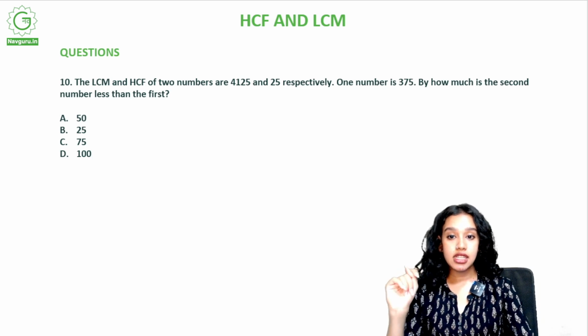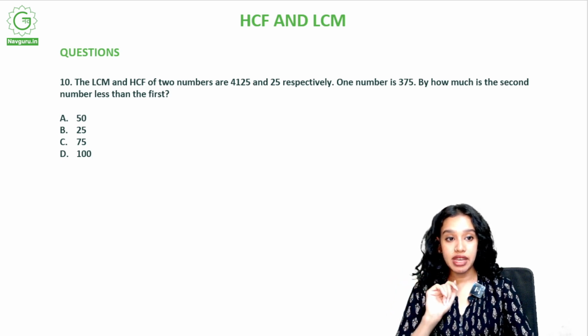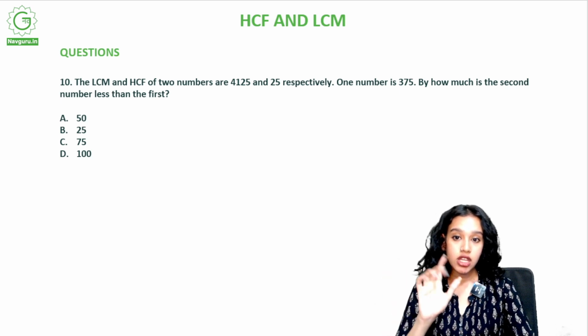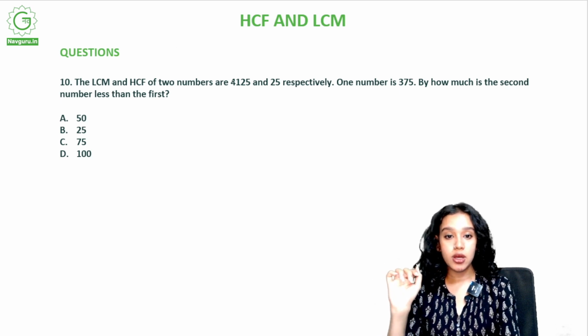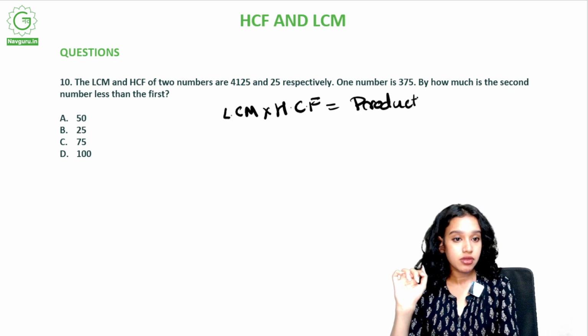Now the LCM and HCF of two numbers are 4125 and 25 respectively. One number is 375. By how much is the second number less than the first? So here we use the property, which is LCM into HCF of two numbers is equal to the product of the two numbers.